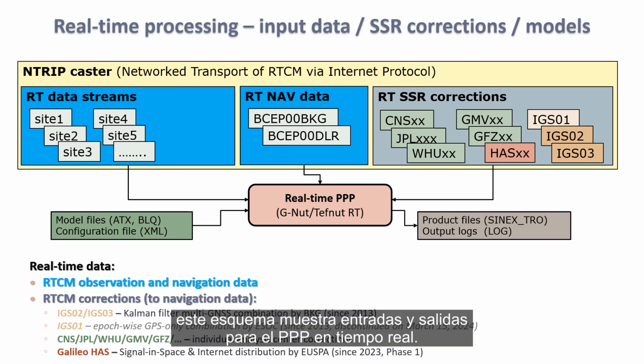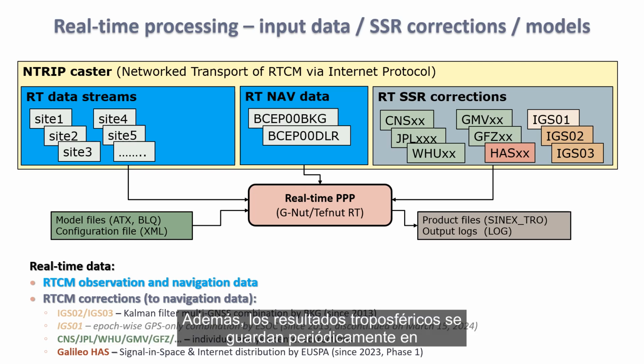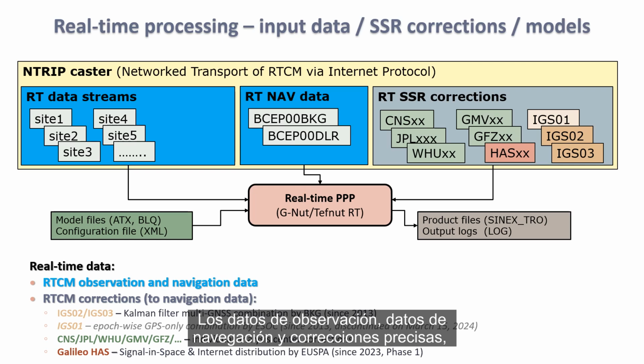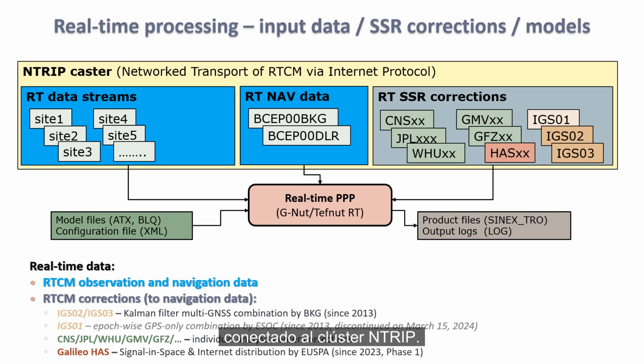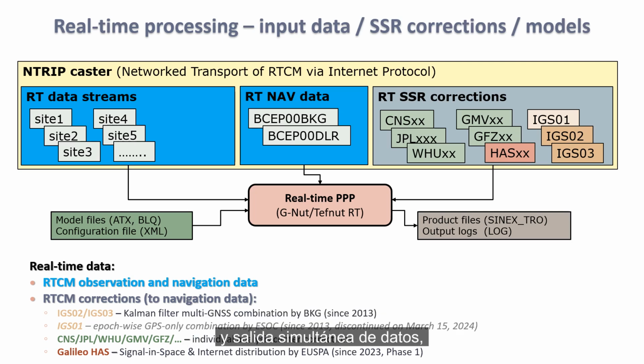The scheme shows inputs and outputs for real-time PPP. Station metadata and models are introduced from files. Also, tropospheric outputs are regularly saved in files in the troposyntax format. Observation data, navigation data, and precise corrections are continuously streamed over the Internet using the NTRIP protocol. The NTRIP caster enables flexible dissemination of any data streams. The real-time PPP engine collects the input data with parallel NTRIP clients connected to the NTRIP caster. The software needs intensive threading for simultaneous input data and output data handling and station processing.